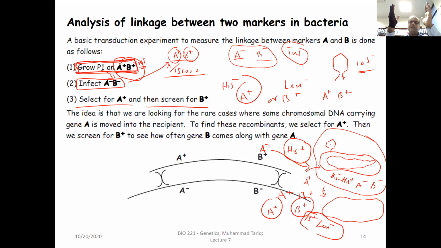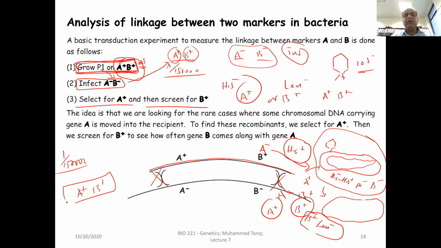However, if they are closer to each other, and in one phage head, which was 1 in 15,000, if they were close enough, this A plus B plus is brought in by the phage. Since A plus B plus is closer together, there is recombination. Now your bacteria, which was His minus, leucine minus, or A minus, B minus, is converted into A plus, B plus. And due to this phenotype, now you will say A and B are close to each other.